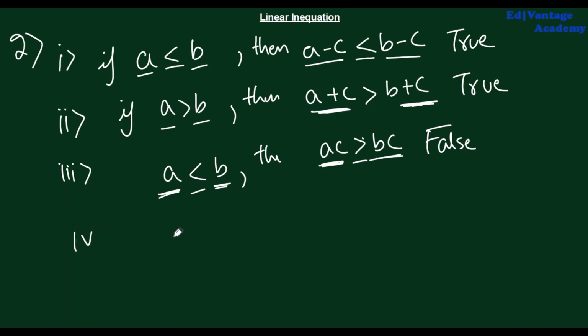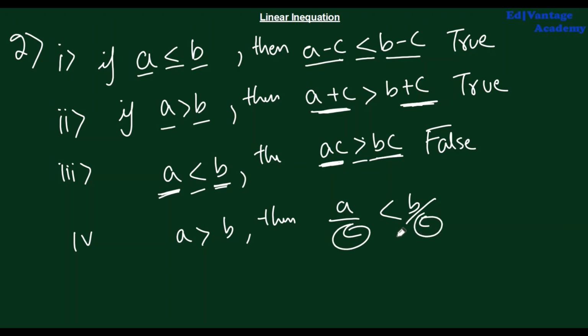Fourth one: A is greater than B, then A by C is lesser than B by C. Again you can see they have divided by a positive number. The symbol should not reverse on positive number division. So this is false because they have reversed the symbol. You can take any example, like A, B, C, D as 1, 2, 3, 4, to understand this.